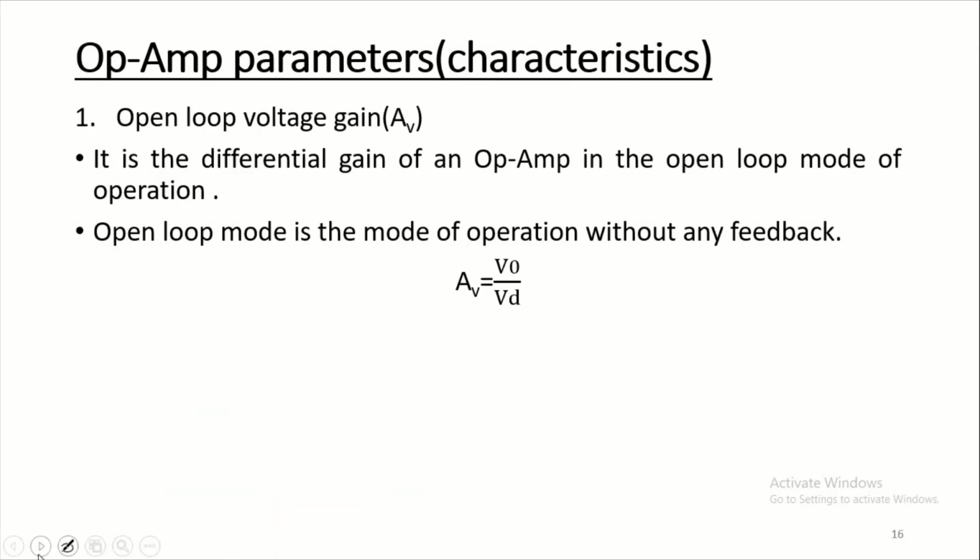Next, op-amp parameters. The first one is open loop gain, and it is denoted as AV. It is the differential gain of the op-amp in open loop mode of operation. Open loop mode is a mode of operation without any feedback. The output voltage can be given as V0 is equal to AV into VD. By this equation, we can write open loop gain AV is equal to V0 by VD.